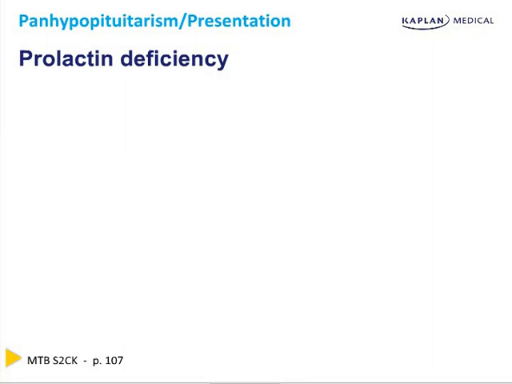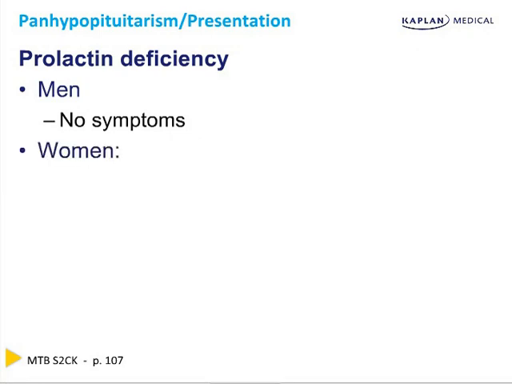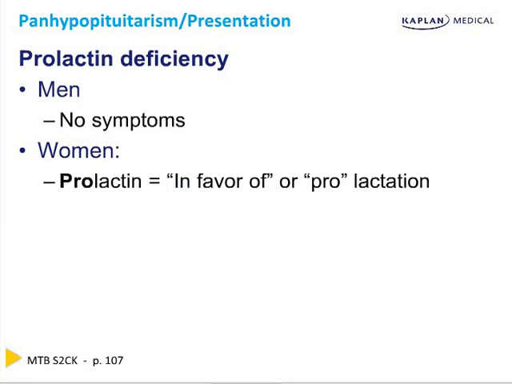Prolactin deficiency is essentially asymptomatic in all men all the time, and it is asymptomatic in women unless they've given birth and want to lactate. Now, prolactin, you'd be amazed that I was over the age of 40 before I realized that prolactin meant it was in favor of lactation, and progesterone was in favor of promoting gestation in the placenta. But that's all it is. You see, if it's deficient, you can't lactate.